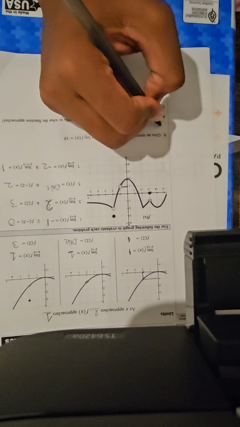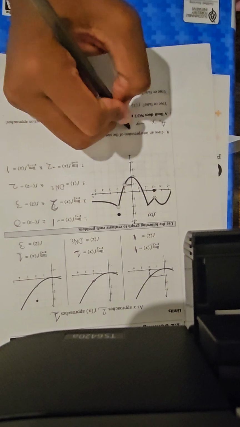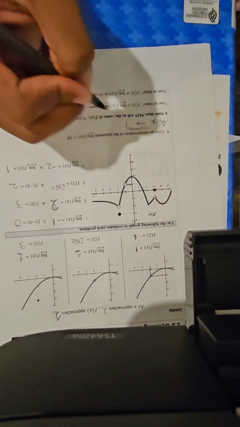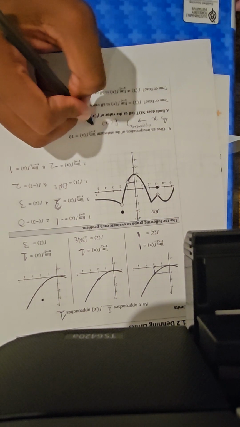And then given the interpretation of the limit as x approaches 7 of f of x equals 10, this would be as x approaches 7, f of x approaches 10.